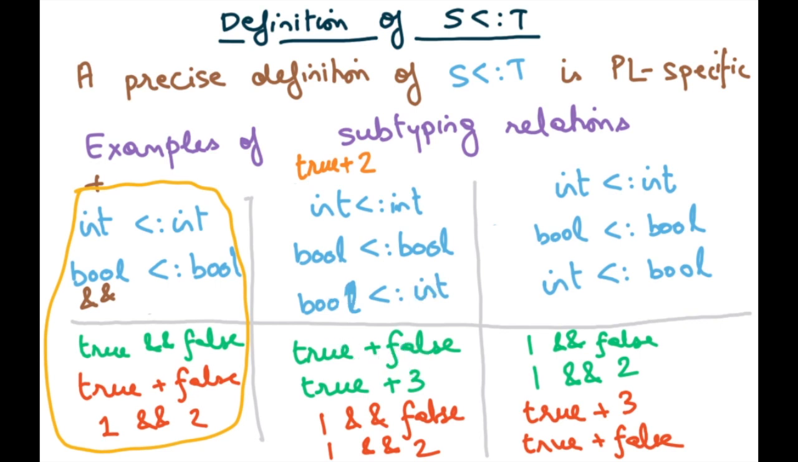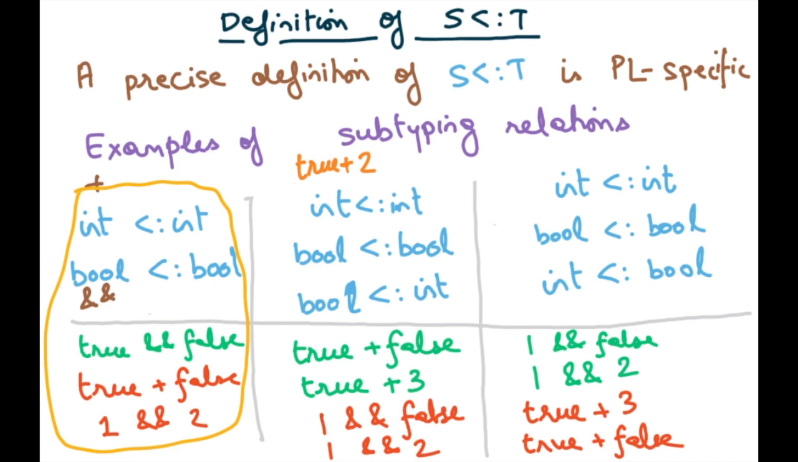And it may have some meanings. For example, the plus operator may treat true as 1 and false as 0. It depends on the language. But notice that int is not a subtype of bool, which means that anywhere where bool is expected, it's not true that I can use an int.